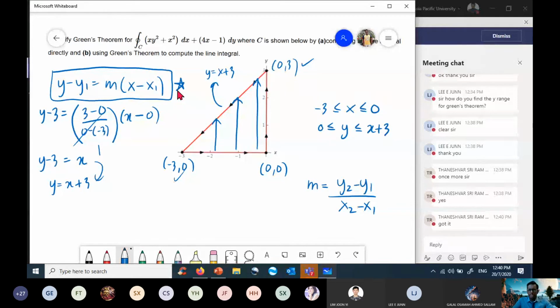By the way, if you are doing this and you are unsure whether you are getting the right answer or not, using both methods, I get the answer was 99 over 4. Using Green's theorem or using directly, you should get 99 over 4.